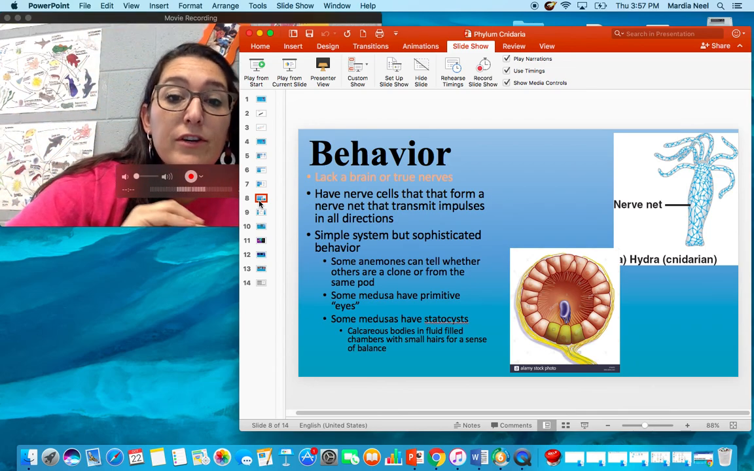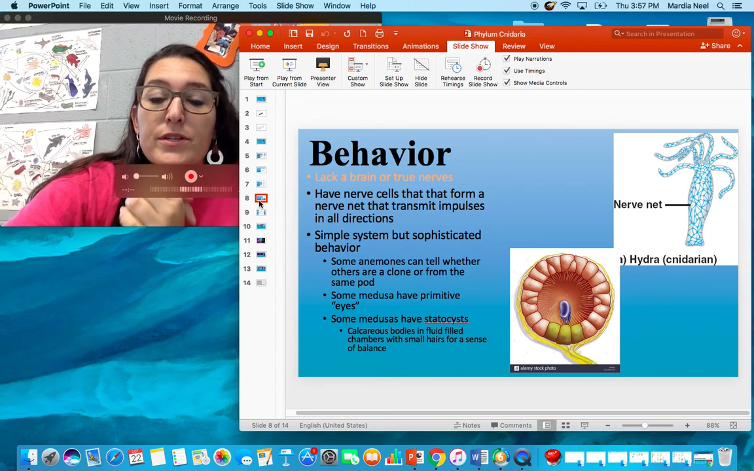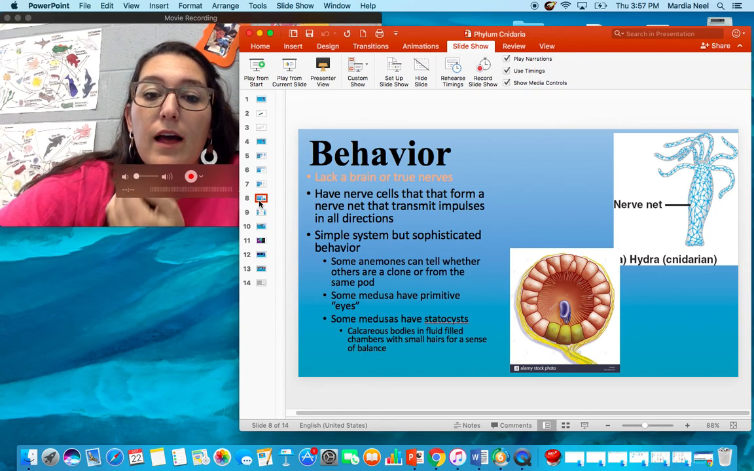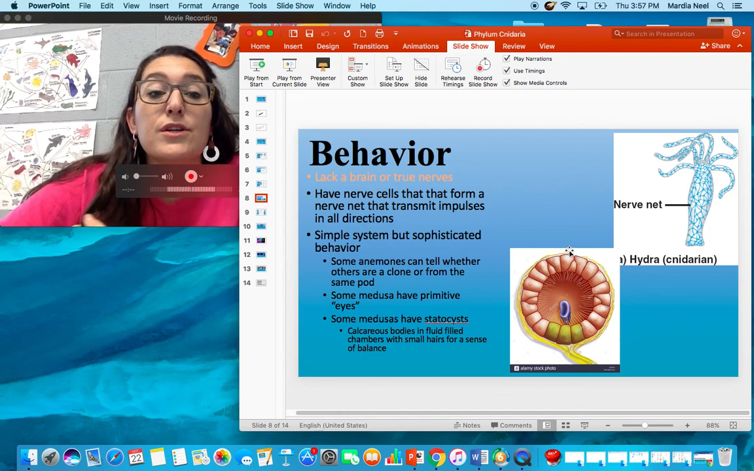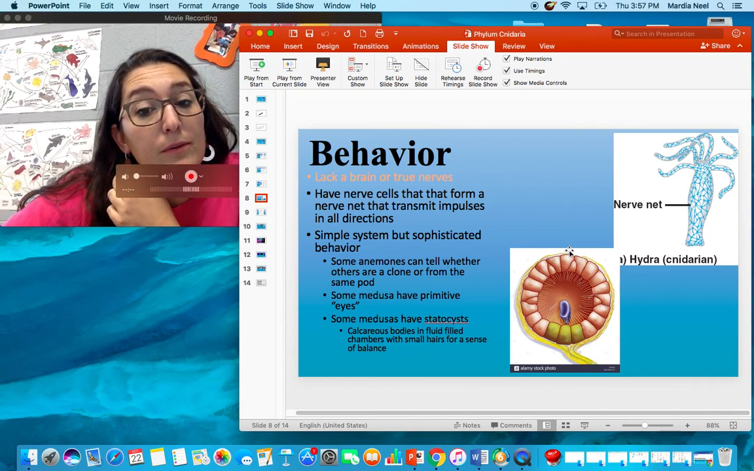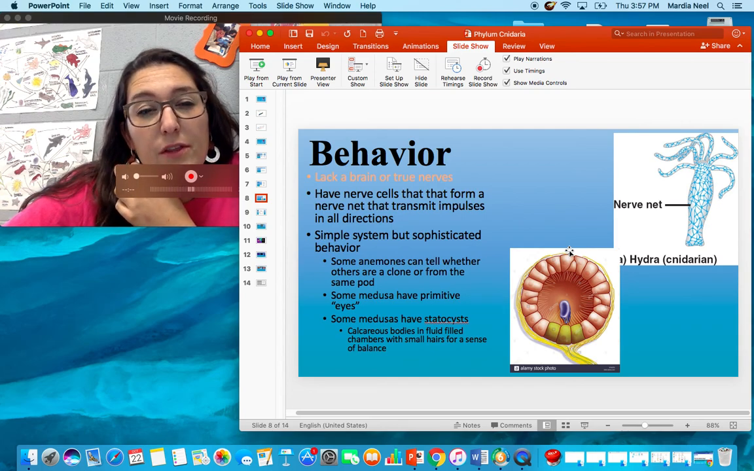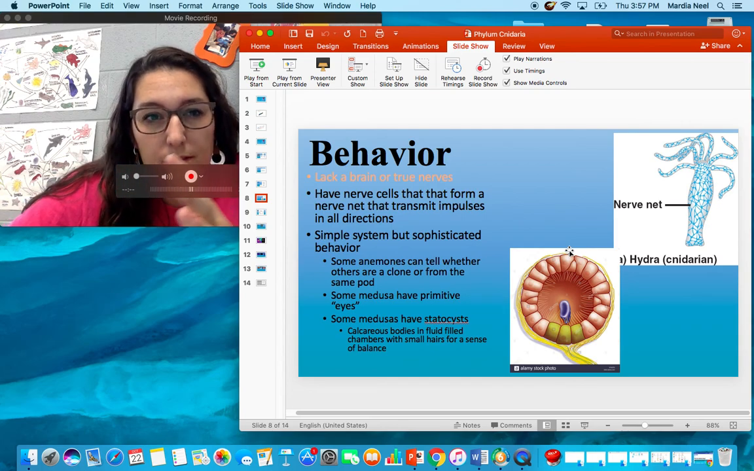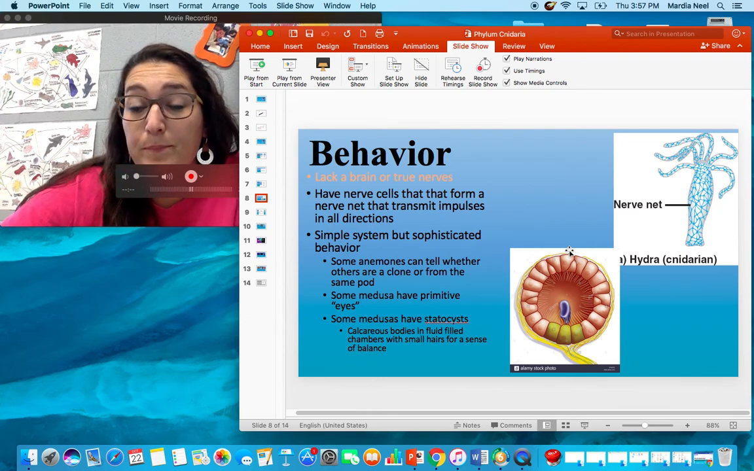So they do have nerve cells, and they have what's called a nerve net. And it transmits impulses in all directions around the body. It's a simple system, but it does allow for some sophisticated behaviors. So sea anemones can tell whether others are around or are cloned from the same pod as them. So they know whether what's around them is just like them or whether it's slightly different.